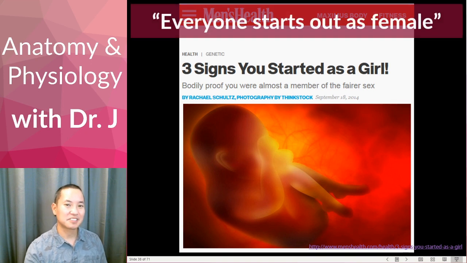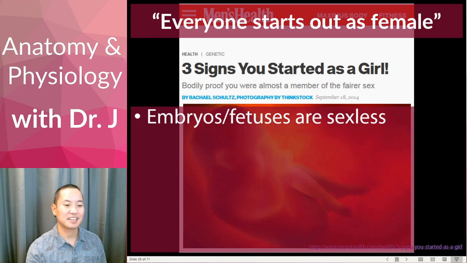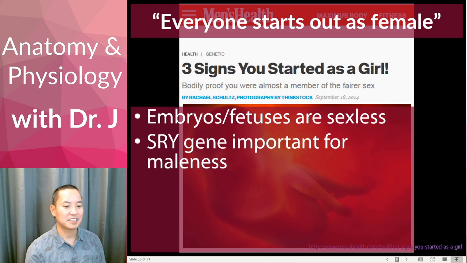All right, so everyone starts out as female. Well, the thing is that embryos and fetuses are sexless up till 11 weeks. They have those genital folds, they have the genital tubercles and swellings, but it's neither a penis nor a clitoris, nor is it a labia minora and majora or a scrotum at that point. It's only after 11 weeks, and if there's an SRY gene and DAX1 gene there, then it starts to develop actual genitalia. So the SRY gene is important for maleness. If you don't have SRY, then you don't have male development.